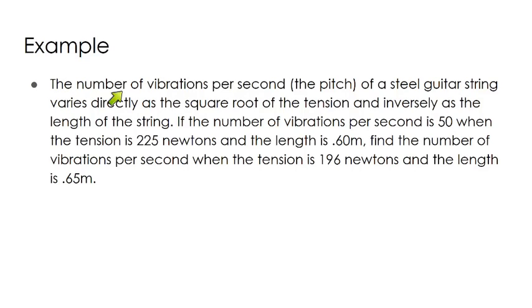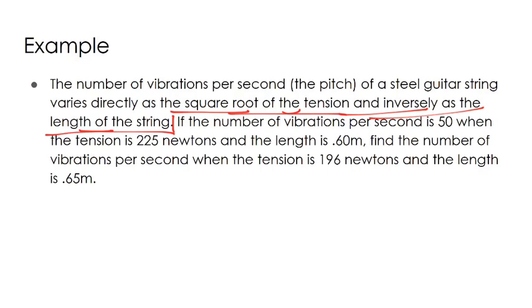It says the number of vibrations per second of a guitar string varies directly with the square root of the tension and inversely with the length of the string. So let's try to flesh this out. I'm going to almost break the problem here, because this part above my red line tells us the structure of our equation. We're not going to have just y equals kx. We're not going to have just y equals k over x, but we have all sorts of stuff going on here. So let's try to interpret what's happening.